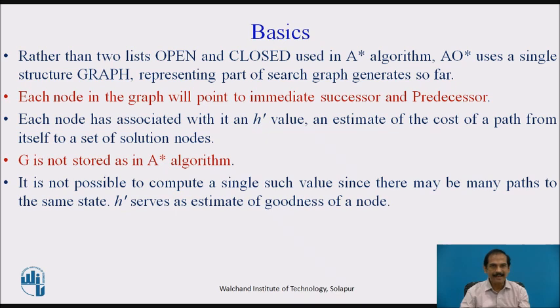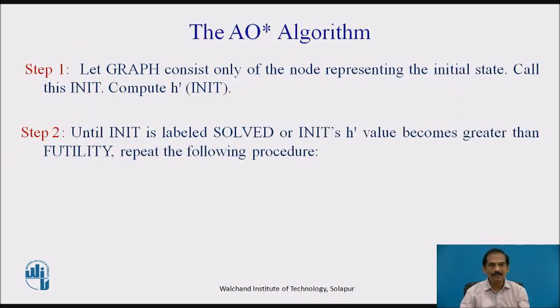Each node has associated with it an H dash value that estimates the cost of a path from itself to a set of solution nodes. G is not stored as in the A star algorithm. It is not possible to compute a single such value since there may be many paths to the same state. H dash serves as an estimate of goodness of a node. Now let us go to the actual algorithm.